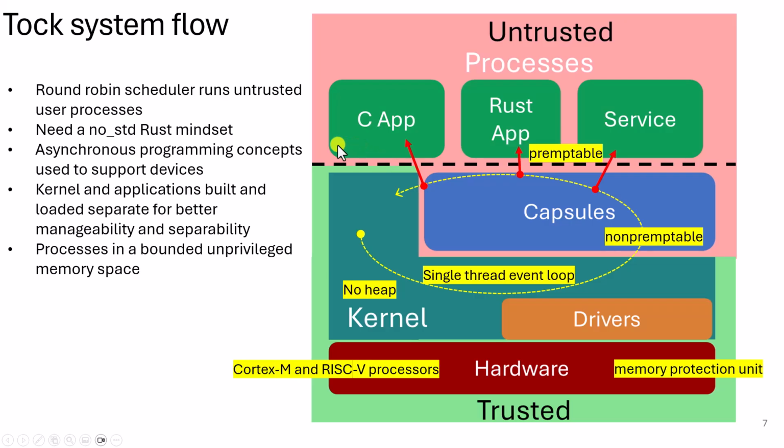Some of the other features are that the kernel doesn't have a heap, so you don't have dynamic memory allocation. It all has to be set up at compile time. Capsules also don't have a heap, so the way they get memory is a really interesting one, through the processes, which we'll talk about later. Also, since the capsules are part of the single-threaded event loop, they're non-preemptible, which means a capsule could basically halt the kernel by just sitting there and not doing anything.